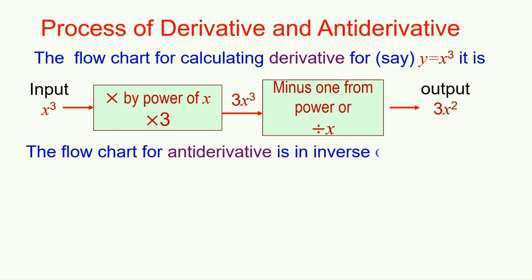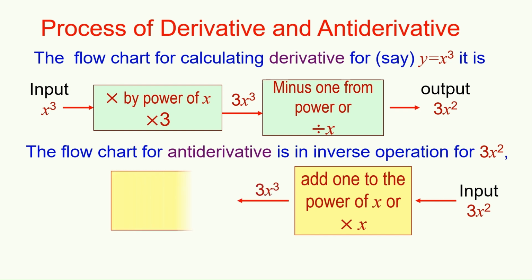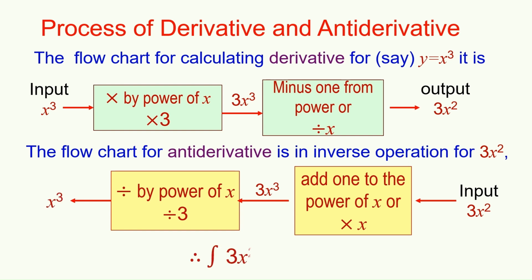The flowchart for the antiderivative is the inverse operation for 3x squared. Starting from the input 3x squared, the next block adds 1 to the power of x, or multiplies by x. This gives 3x cubed. The next block divides by the power of x, divided by 3, which gives the output x cubed. Therefore the indefinite integral of 3x squared dx equals x cubed.